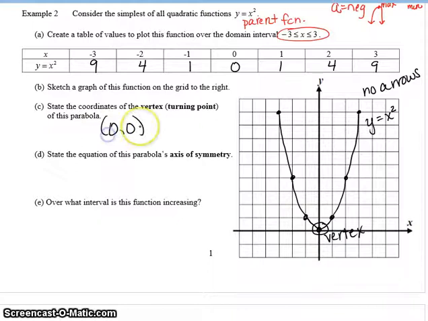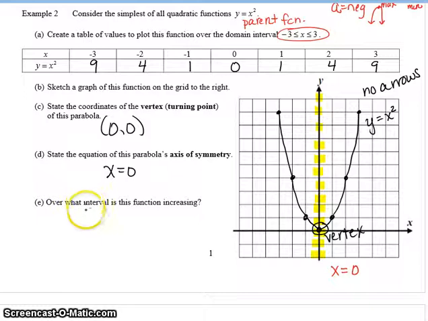State the equation of the parabola's axis of symmetry. Well, the axis of symmetry is the line that divides the parabola through its vertex, through its turning point. And remember, guys, all those equations are always in x equals. Well, in this case, we're at x equals 0. So my axis of symmetry is x equals 0. So, for example, if it was over here, it's going to be x equals 1. Okay, if it's over here, it would be x equals negative 3.